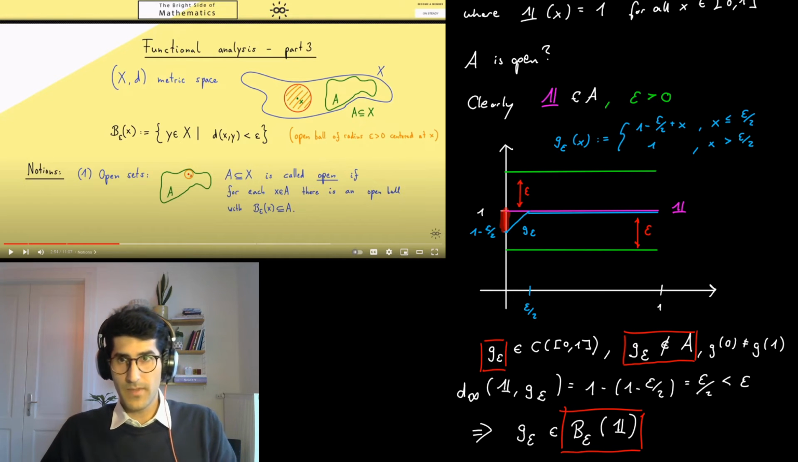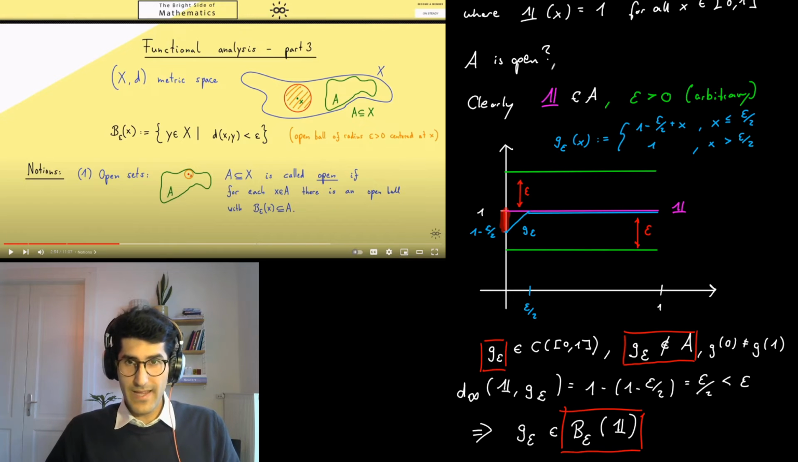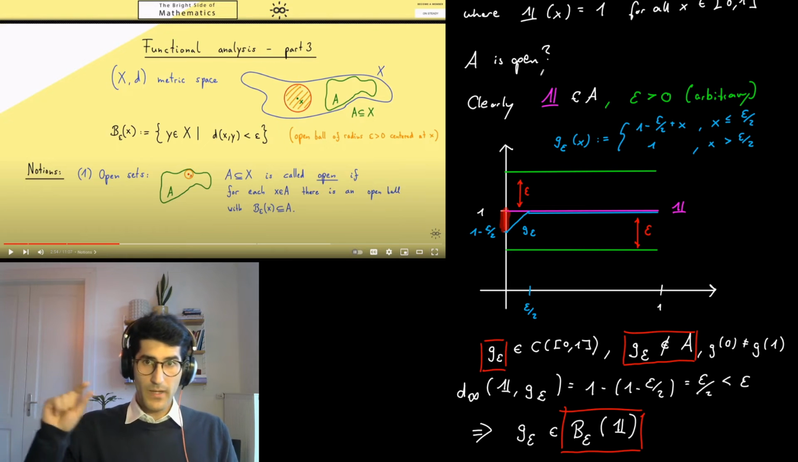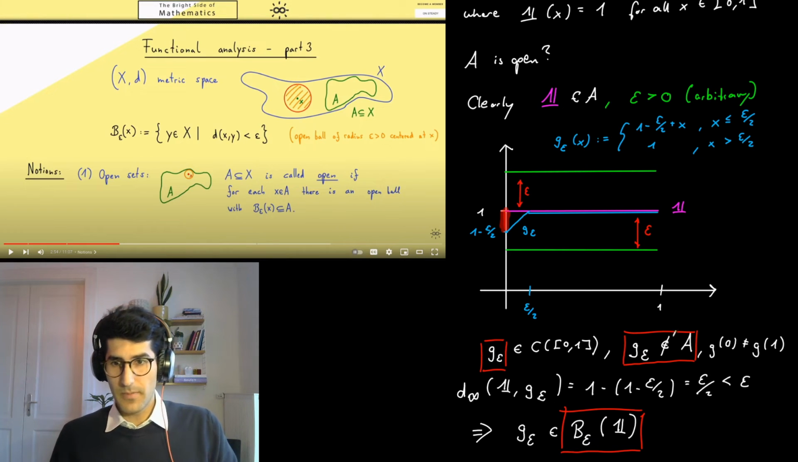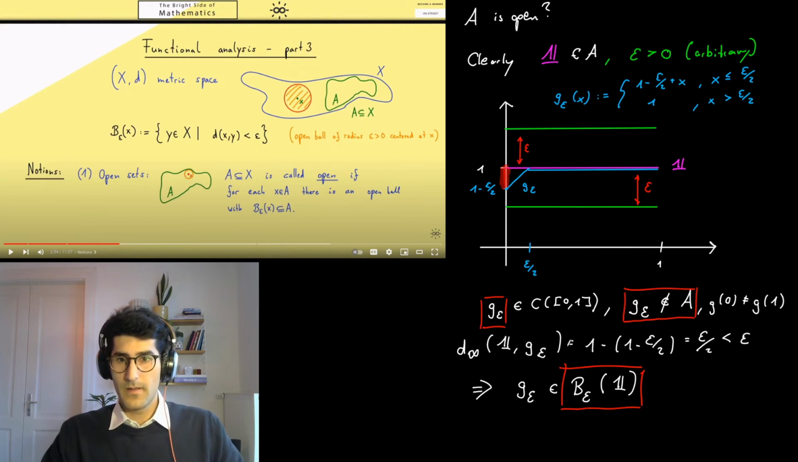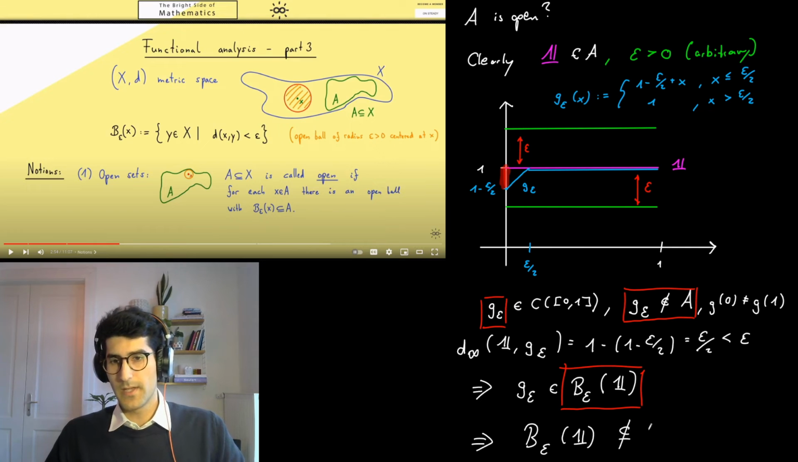Epsilon was arbitrary, as you see here. So I showed that I find an element of A, namely the constant 1 function, such that no epsilon ball around 1, no matter how small the epsilon gets, is completely contained in A. So let's write this down here. The B epsilon ball of 1 is not contained in A, therefore A is not open.